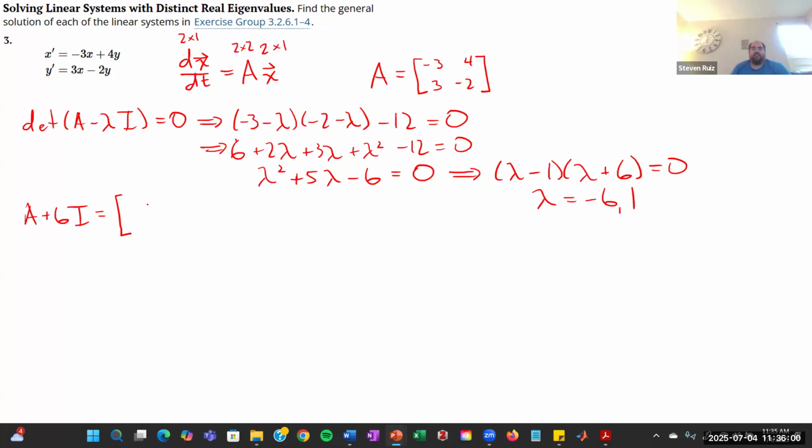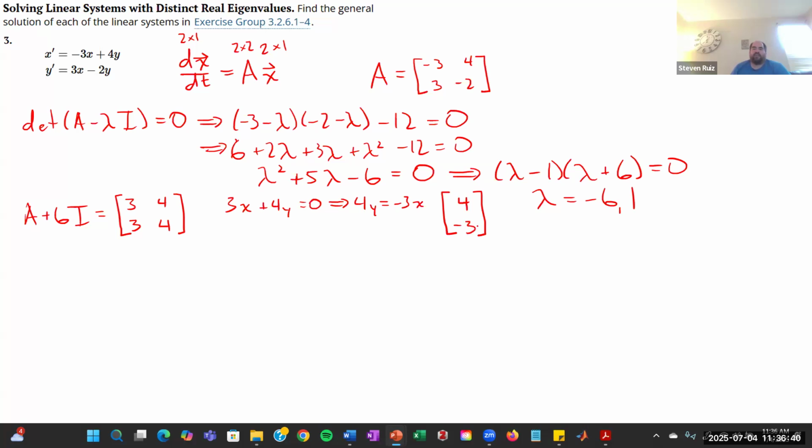-3 plus 6 is 3, so 3, 4. -2 plus 6 is 4. So I get this matrix here, 3, 4, 3, 4. So what does either row of this tell me? Basically 3x plus 4y equals 0, or 4y equals -3x. So let's find a vector that captures that relationship. Let's say x is 4. If x is 4, then y has to be -3.